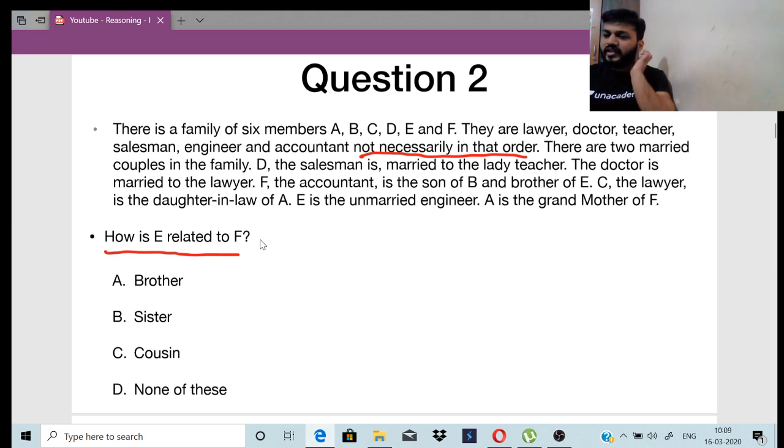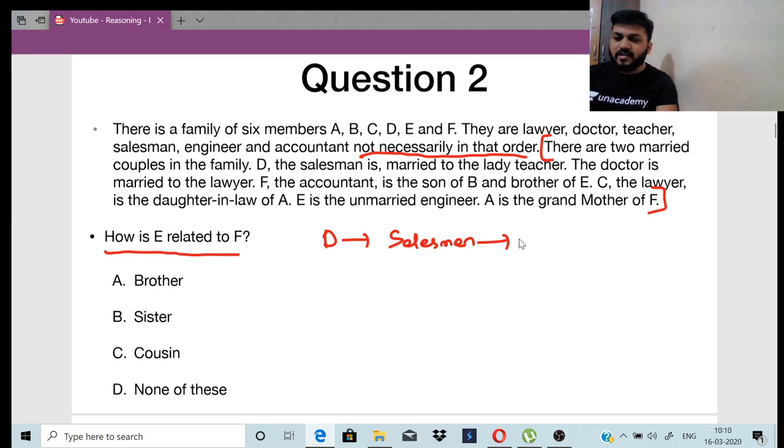Okay, you have to tell the blood relation between E and F, right? So just go through all these statements. I will also solve with you. There are 2 married couples in the family. What they have told: D is a salesman, and he is married to the teacher.